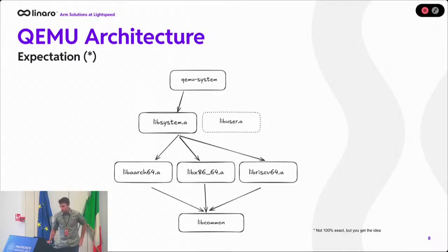So to come back on the QEMU architecture, to explain a little bit more why we cannot have shared libraries, this is like what you would expect. If you have a QEMU system binary, it's using the lib system that is using target code, and all this code is using a common library. It's not exact, but I'm just trying to give a big picture here.